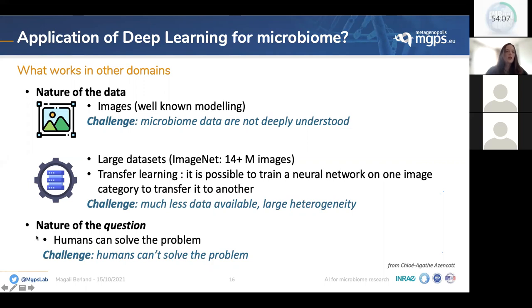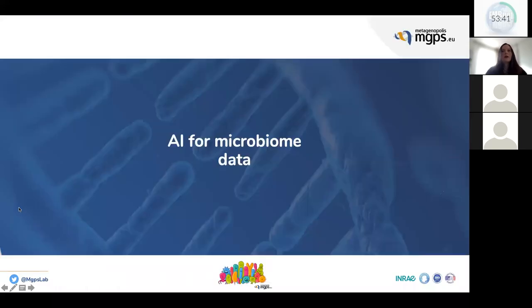For image recognition, humans can solve the problem. If I show you a picture, you will be able to tell me what is on the picture. And for microbiome data, humans cannot solve the problem. If I show you the microbiome of an individual, you won't be able to tell me from this if he's healthy or diseased. But once this is said, let's see some applications of artificial intelligence for microbiome data.